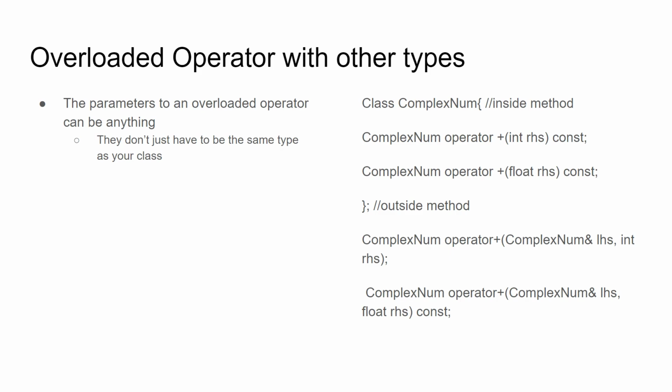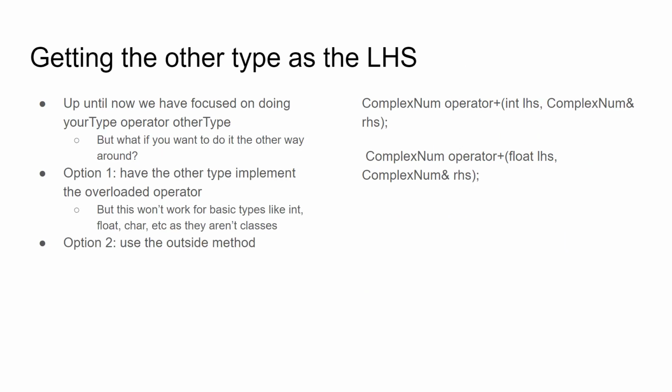So it always would have to be, like right now, complex number plus integer, complex number plus float. If you try to do float plus complex number, it wouldn't know how to do it, even though, technically it's probably not too difficult to make that happen. So if you want to be able to do it in that other order, you have to define it outside the class. This is option number 2.